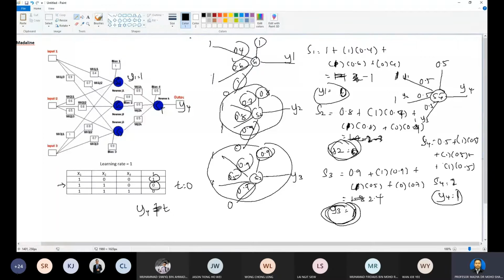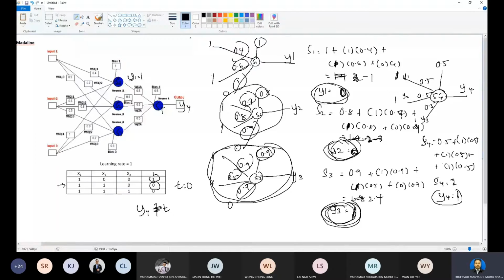For some example, this one is a 0, this one will be 0, only this part will be 1. So if y is not equal to t, this one is the same as the target, y2 also the same, y1 also the same as the target. As I mentioned, only S3, that means y3 is not similar to the target, is 1. So only this part we have to adapt, only this part on the S2.